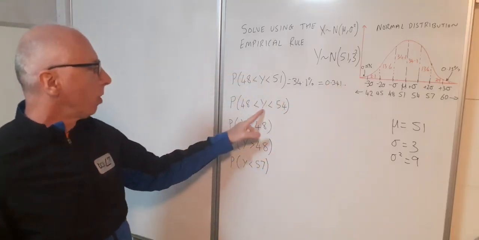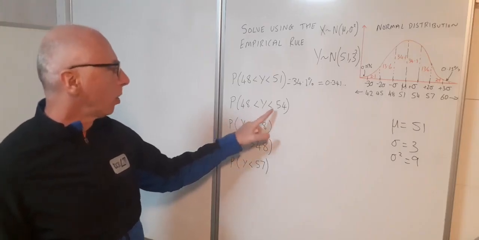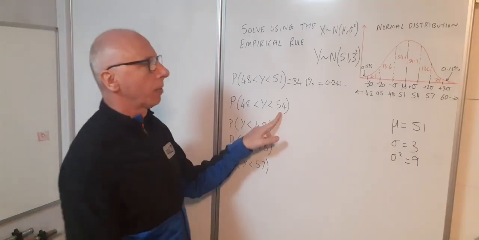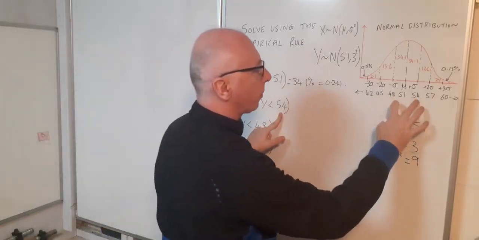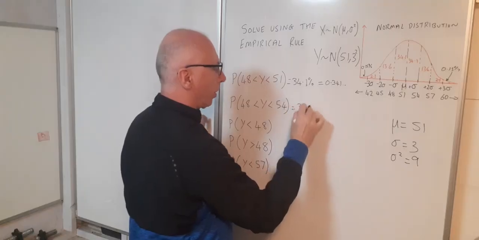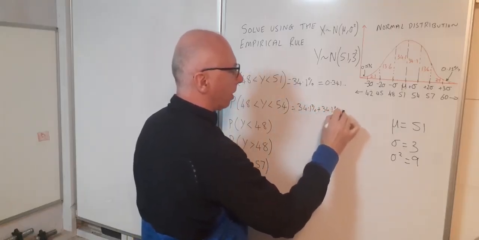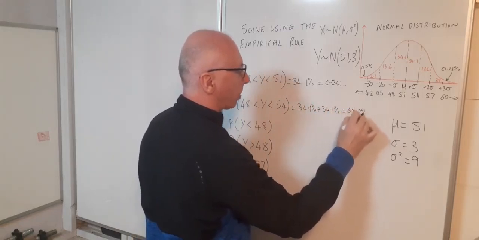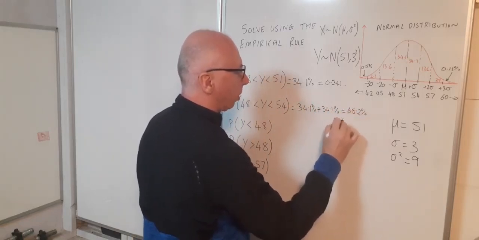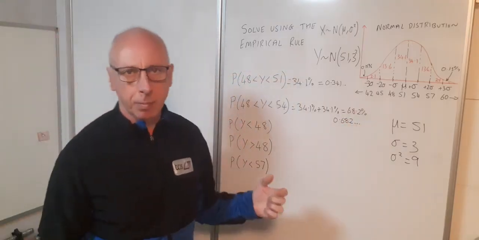Now the next one, Y is greater than 48, but less than 54. Again, we go from 48 to 54, and that'd be two 34.1s. So we've got 34.1% plus 34.1%, which is 68.2%, approximately 0.682. So that would be the probability for that one to happen.